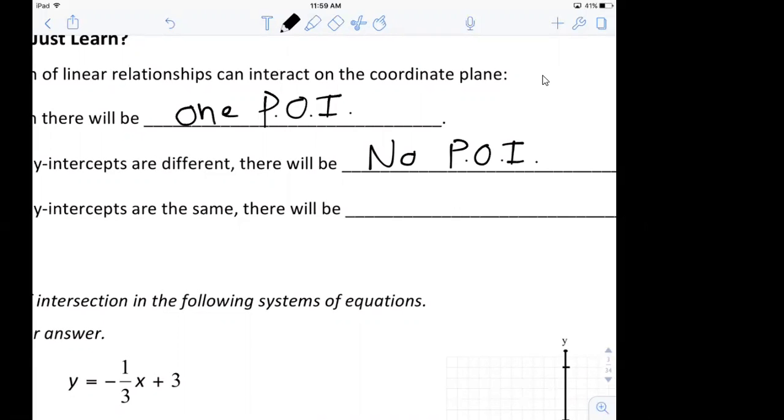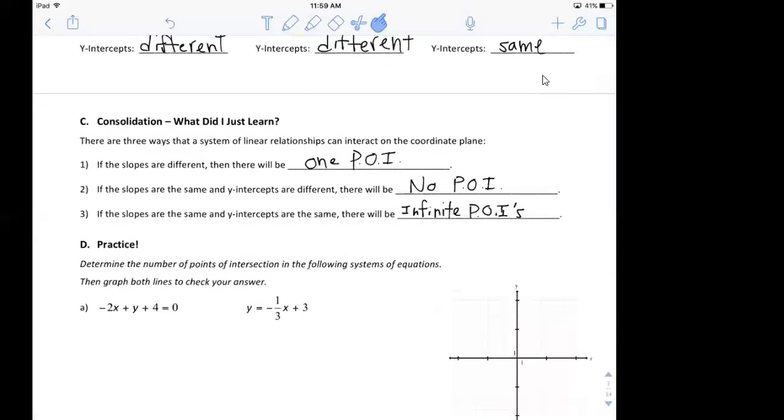The last one was the strange one where both the y-intercept and the slope were the same. Those two lines overlap, and we say that there are infinite points of intersection. So that's the only case when there could be more than one point of intersection. They're allowed to be one, none, or an infinite number. You'll never have two or three or four on their own, something like that.